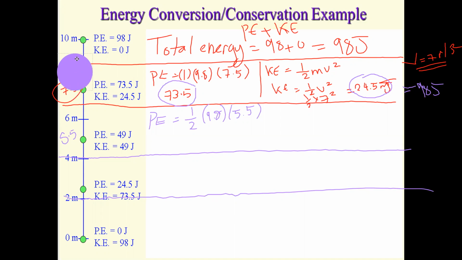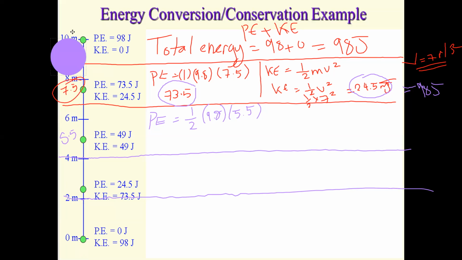At 8 meter, it is 73.5. At 6 meter, it's 49. At 2 meters, it's 24.5. So they are decreasing until it reaches the ground. The potential energy now is 0 joule. So the potential energy starts with 98 and keeps decreasing until it reaches 0.